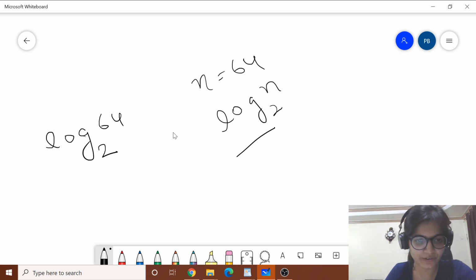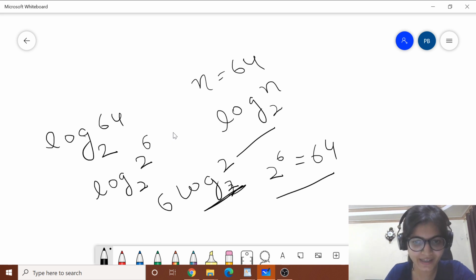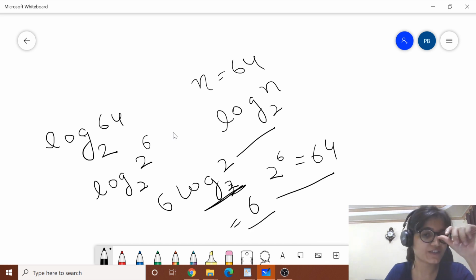Just see how we will evaluate the logarithmic value. Log base 2, I can write this value as 2 to the power 6, because 2 to the power 6 is equal to 64. Now what will happen? This power will come outside the log, leaving log 2 base 2. If the base and the value are the same, they cancel out with each other and generate a value of 1. Everyone should know this concept; it is very basic maths. So overall you will have the value 6.